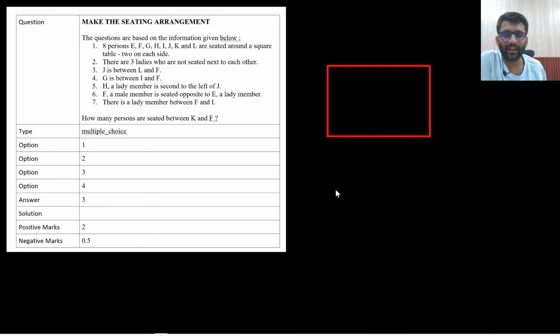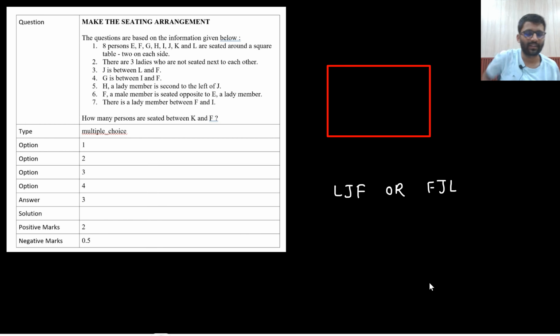J is between L and F. This could be the condition, or J is between L and F the other way around. This could also be the condition, right? G is between I and F. This could be the condition.